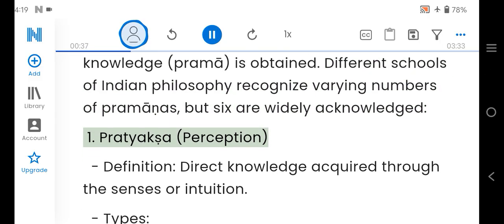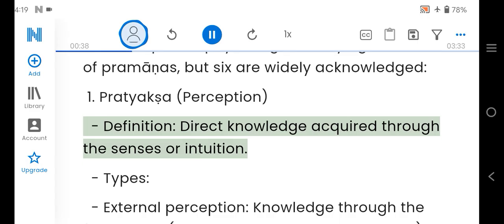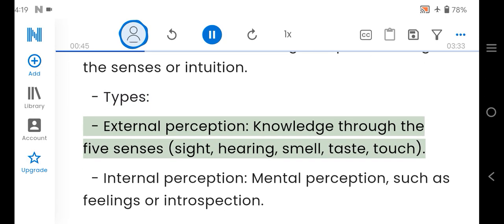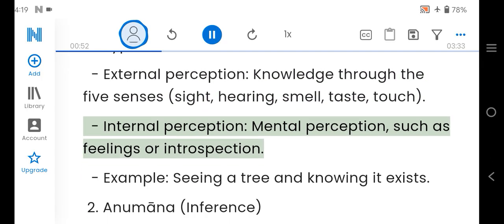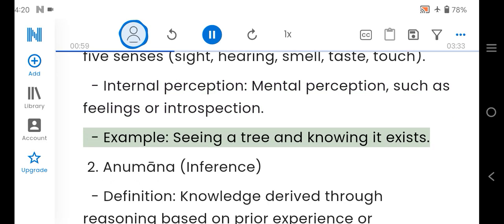1. Pratyaksa, perception. Definition: direct knowledge acquired through the senses or intuition. Types: external perception, knowledge through the 5 senses: sight, hearing, smell, taste, touch. Internal perception, mental perception, such as feelings or introspection. Example: seeing a tree and knowing it exists.